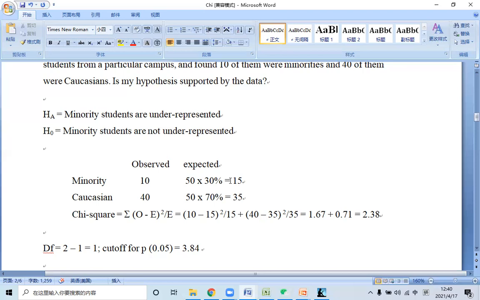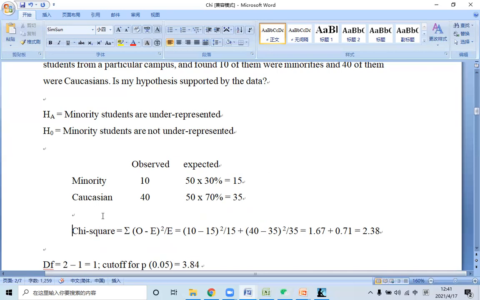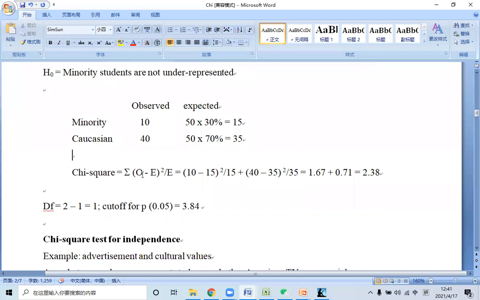And you are going to compare your observed value against the expected value. This is how you calculate the chi-square. Chi-square, the observed value minus the expected value. We call this a deviation. How far away does your observation deviate or differ from the expected value?